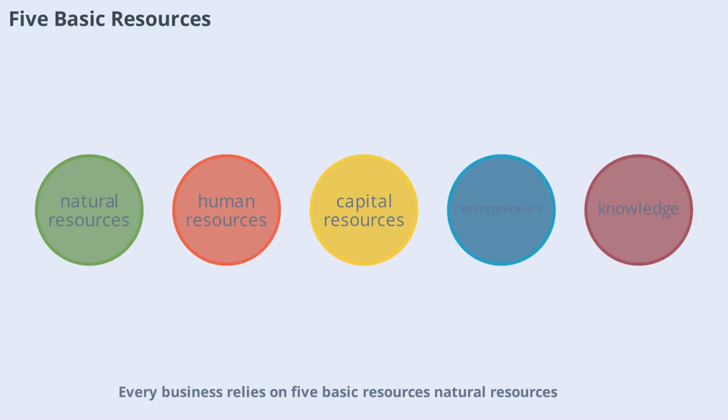Every business relies on 5 basic resources: natural resources, human resources, capital resources, entrepreneurs, and knowledge. Natural resources are raw materials like steel or water. Human resources are the people involved in the business. Capital resources include money, machines, and buildings. Entrepreneurs are the risk takers who start businesses. Knowledge is the expertise needed to run the business successfully.